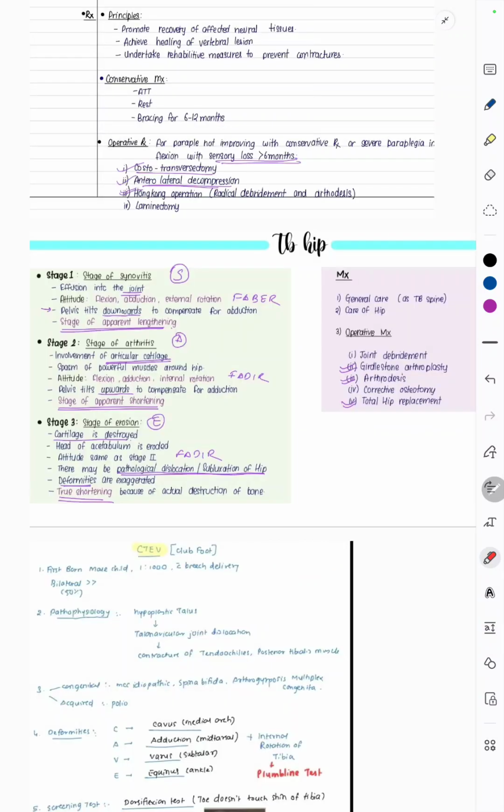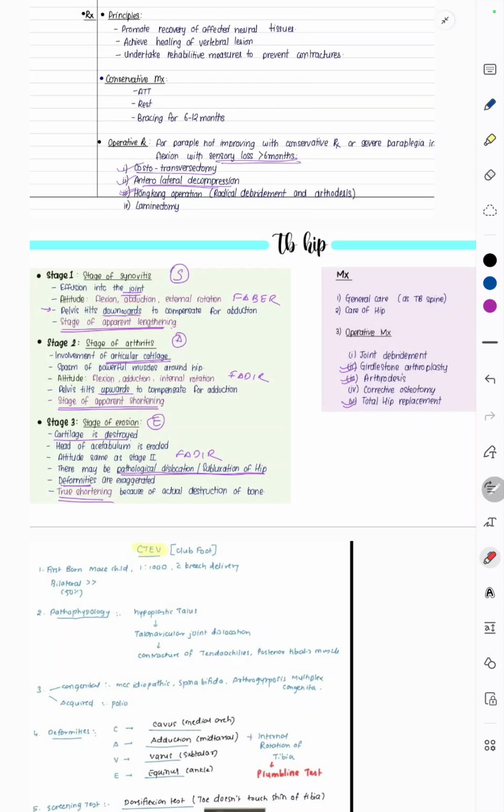Then the next is tuberculosis of the hip. So in the tuberculosis of the hip, there are three phases. So stage 1 is the stage of synovitis. In the stage of synovitis, there is effusion into the joint, and deformity is flexion, and the stage of apparent lengthening, while the pelvis is tilting in downward direction.